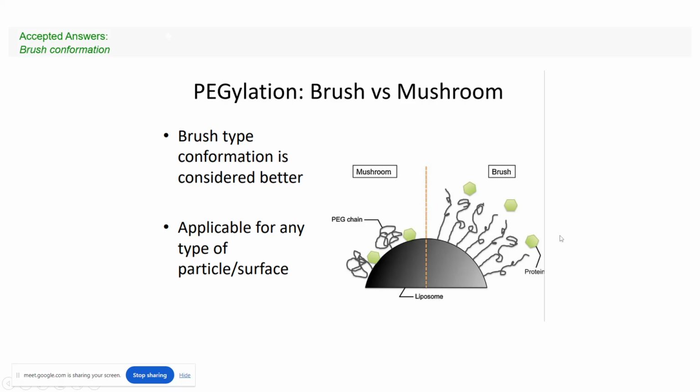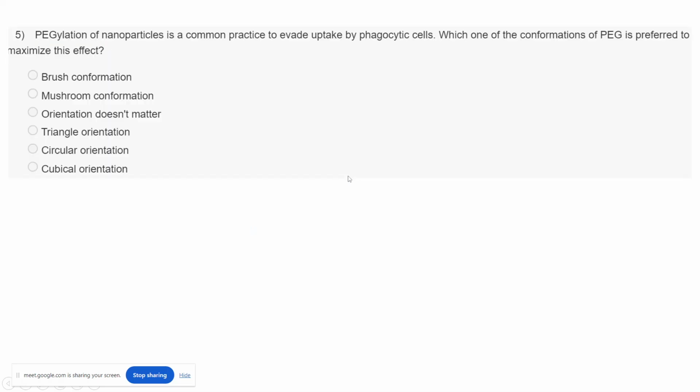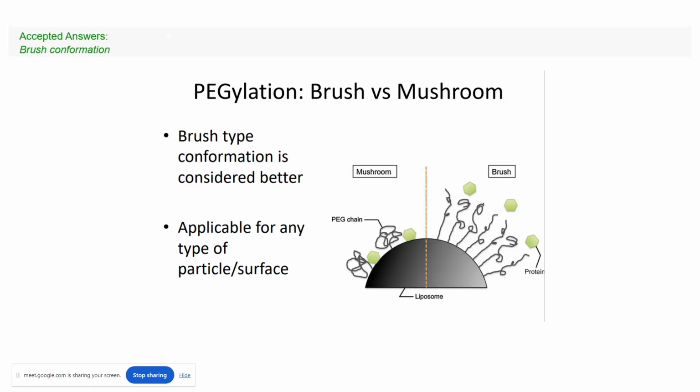So this is why the brush conformation is considered better than the mushroom one, and it helps in maximizing the effect of evading uptake by the phagocytic cells.